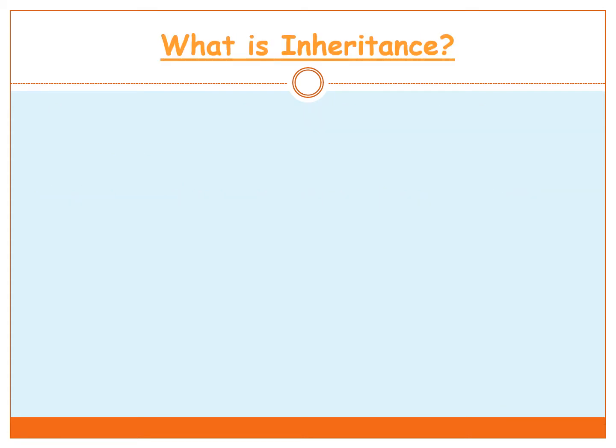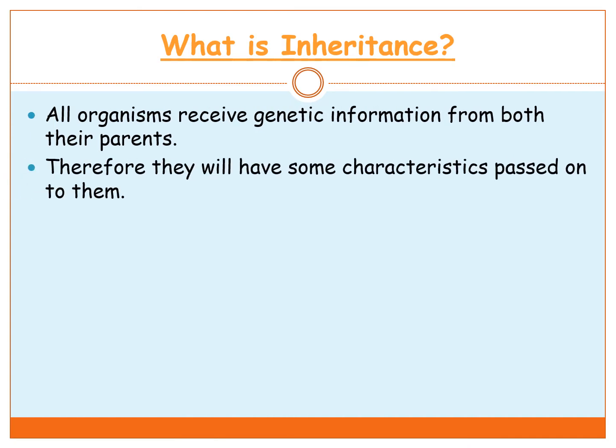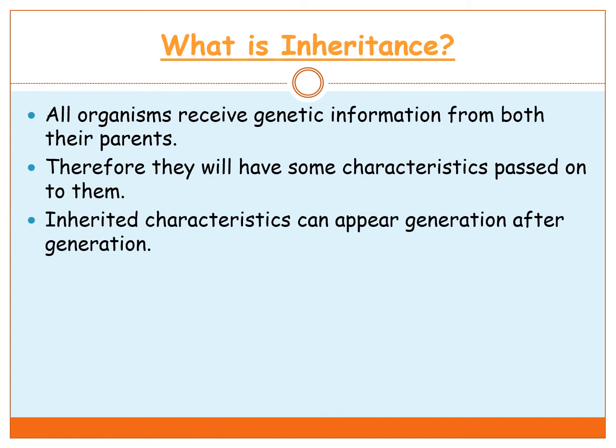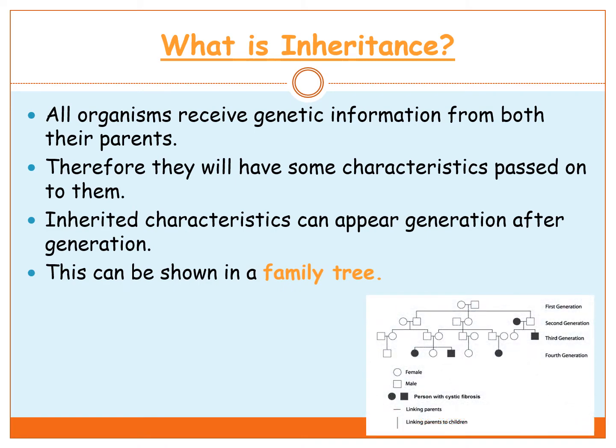So what is inheritance? All organisms receive genetic information from both their parents, therefore they will have some characteristics passed on to them. Inherited characteristics can appear generation after generation. This can be shown in a family tree. You should have looked at the Simpsons family tree in 3rd year, and we will look at family trees in more detail later on in the video.